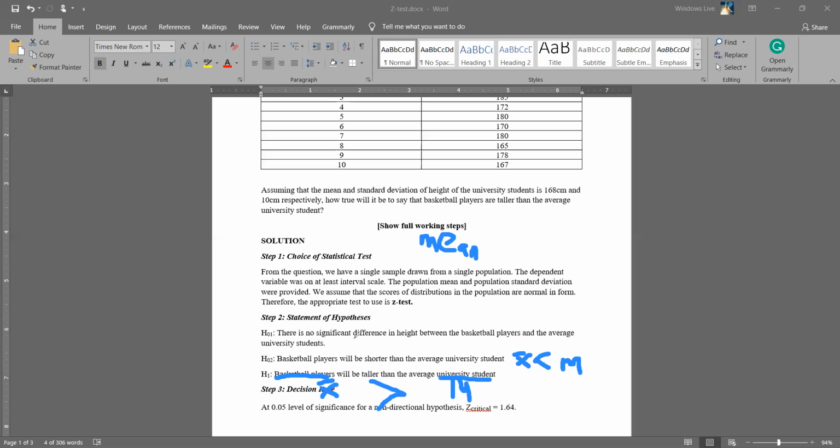Then the second hypothesis for H0, where we indicated there will be no difference between the two groups. As I said, if we are saying there will be no difference, then we are telling our readers that the two groups, the sample and the population, will be the same. So it means the sample mean will be equal to the population mean. So these are the symbols you represent when doing it.